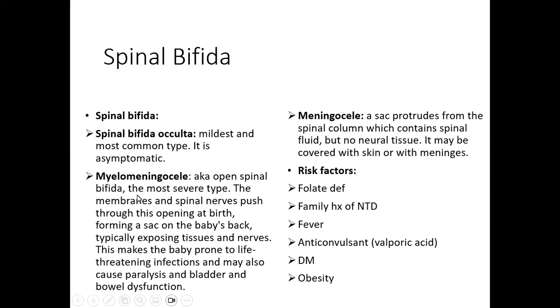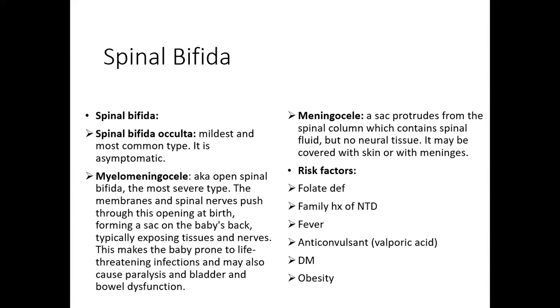So, like I said, myelomeningocele is also known as open spina bifida, and is the most severe type. The membranes and the spinal nerves push through the opening at birth, which forms a sac on the back of the child, typically exposing tissues and nerves with a lot of residual neurological fallout. Now, this makes the child prone to life-threatening infections like meningitis, and may also cause paralysis, bladder and bowel dysfunction because of the protrusion of those nerves into the defect.